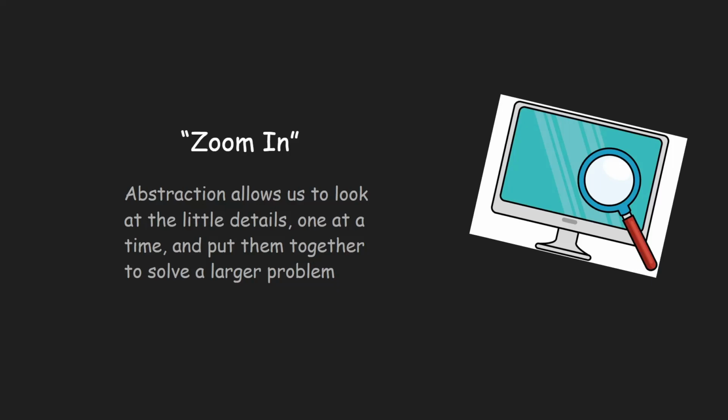For example, colors in computers are made up of different amounts of red, green, and blue. For example, purple is 255 red, 0 green, and 255 blue. This represents the maximum amount of red, no green, and the maximum amount of blue. Red plus blue equals purple, so when you put the numbers together, we get purple.